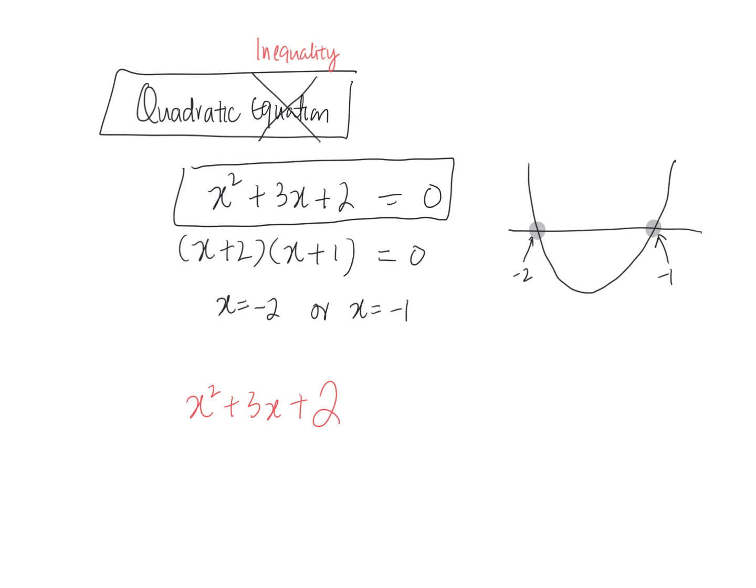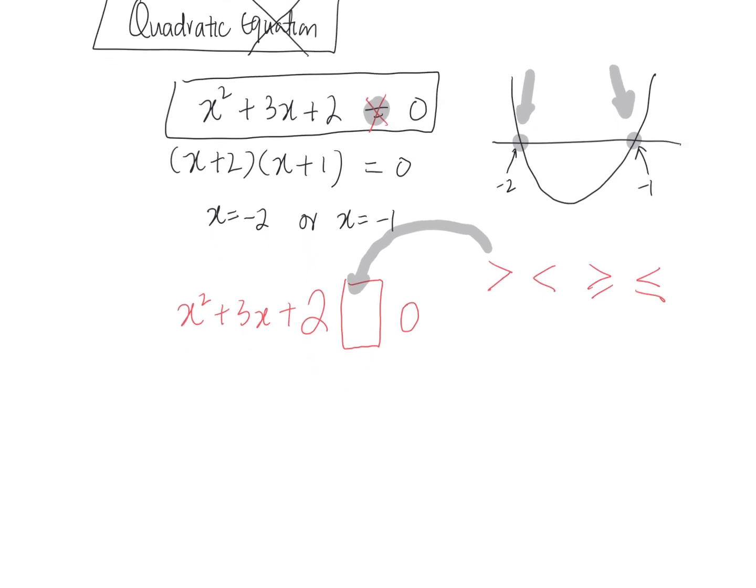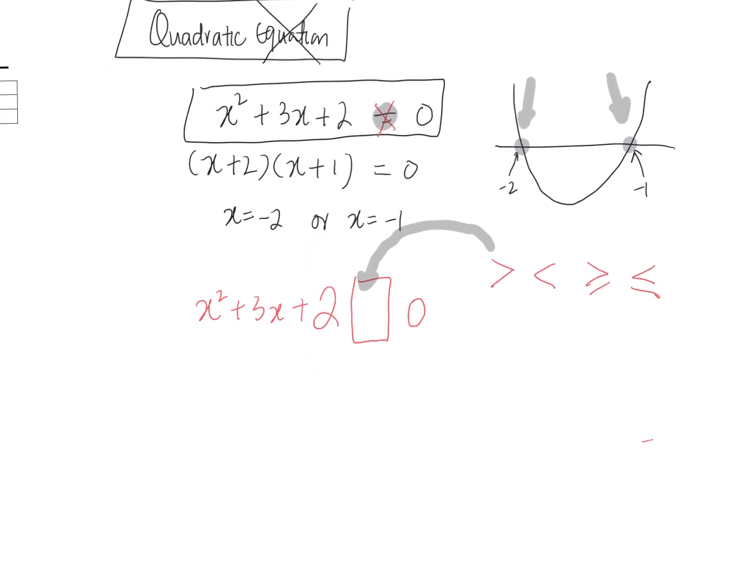So the difference now is instead of equals to 0, which I'm looking for these two, I'm looking at the part of the curve where it's above the line, below the line, above or on the line, below or on the line. So these 4 can be put in. That's the only difference. So the solving is the same. This is my minimum curve. I know my two solutions, my two x-intercepts.